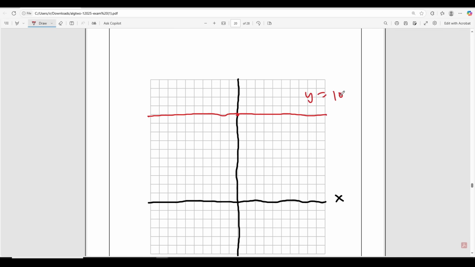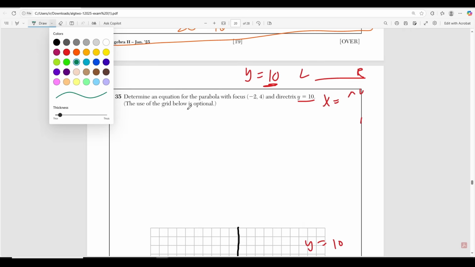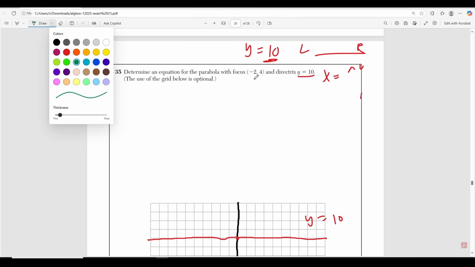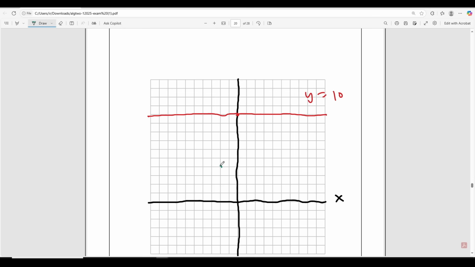And that's my directrix. Then I have my focus, right? I'll plot this down and I'll explain what each one of these means in a bit. But our focus is negative 2 comma 4. So here's negative 2, and then 4 is 1, 2, 3, 4. So that's right here. That's my directrix, that's my focus.